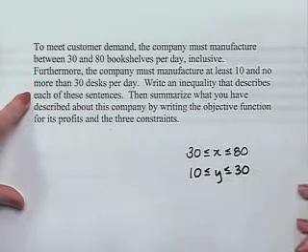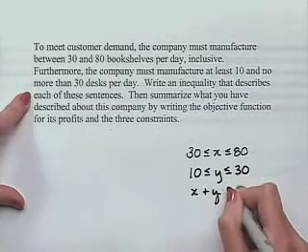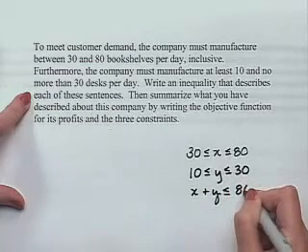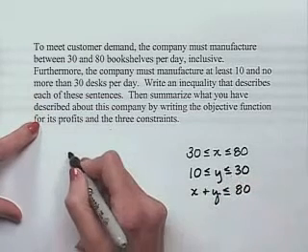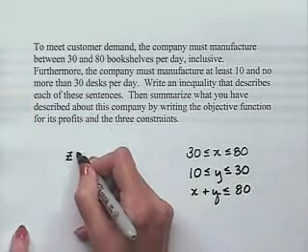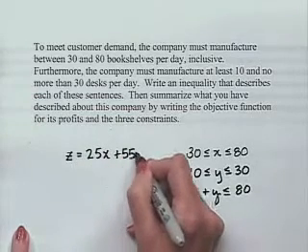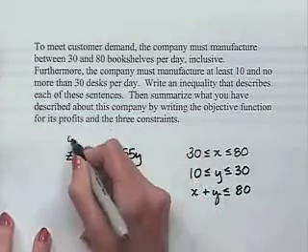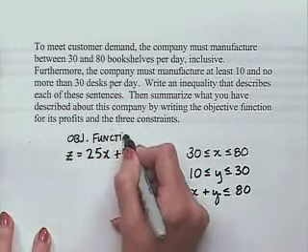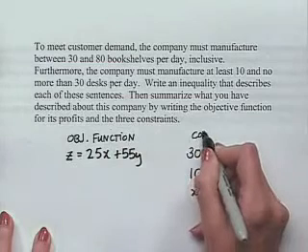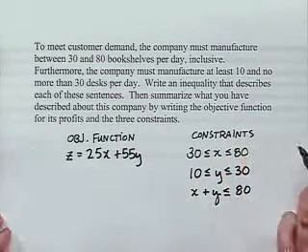We also had in our previous work the inequality that X plus Y had to be less than or equal to 80. And we had what we called our objective function for the profit. The profit was going to equal Z equals 25X plus 55Y. So this would be considered our objective function. And here would be the three constraints in relation to that objective function.